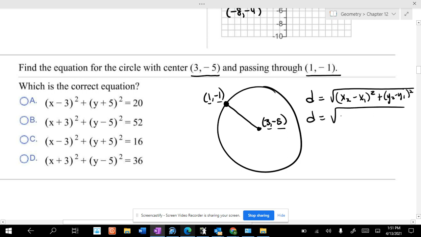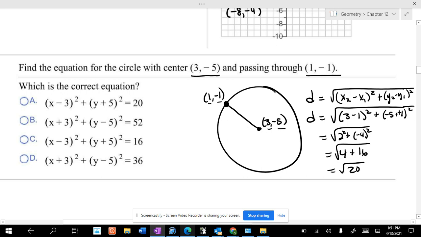So it is 3 minus 1 squared plus -5 minus -1 squared, which is 2 squared plus -4 squared, which is 4 plus 16, or the square root of 20. Okay, so the distance is the square root of 20, or the radius is the square root of 20 here.